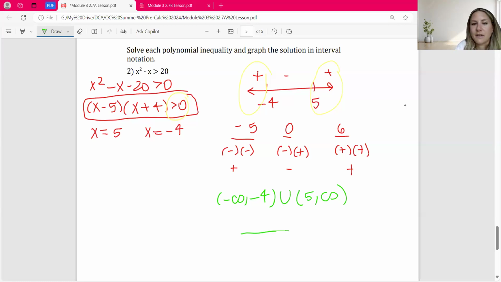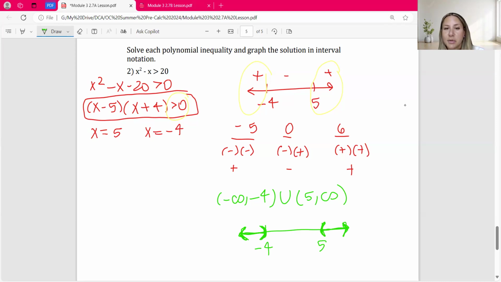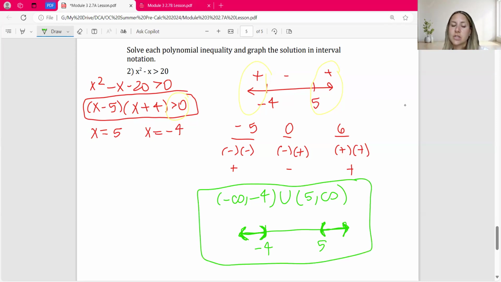And we can write that on a number line. If I want to graph my answer, I will have -4 here, 5 here. That parenthesis looking, I'm going to call it a bracket, but it's a curved bracket. Everything to the left of -4, and then everything greater than 5 would be my answer on a number line. If they want you to graph your answer on a number line, that's what it would look like. If they want your interval solution, interval notation, that'll be what it looks like.